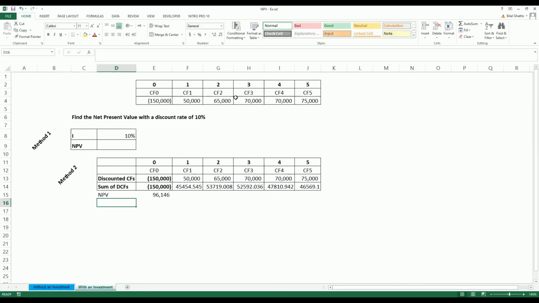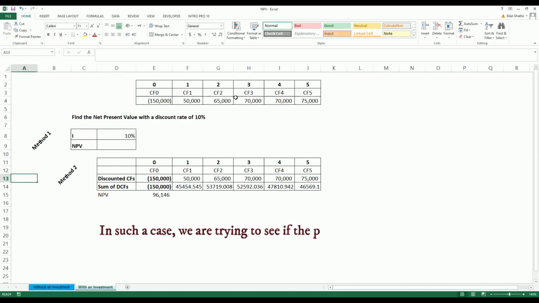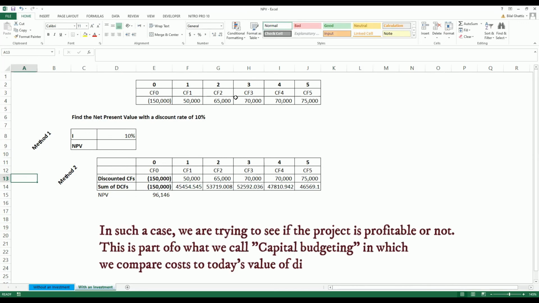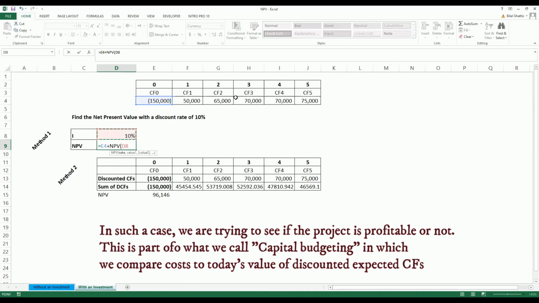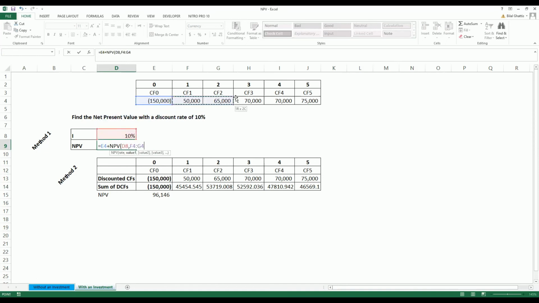which is 96,000. Now, using method 1, we need to pay attention not to include the initial investment requirement in the formula. So what we will do is we say that for all the values that we have on top, we're going to put the negative cash flow as it is, and then we're going to say plus NPV, and we find the NPV just like we have done it earlier. And technically speaking, we should have the same answers.